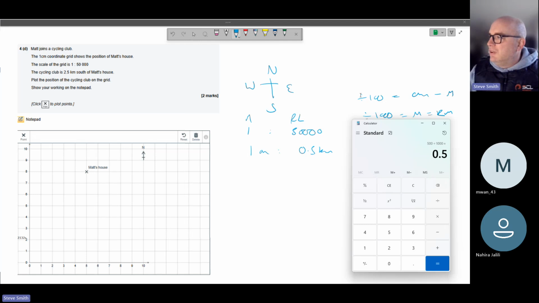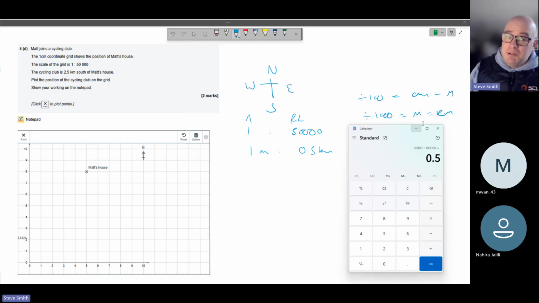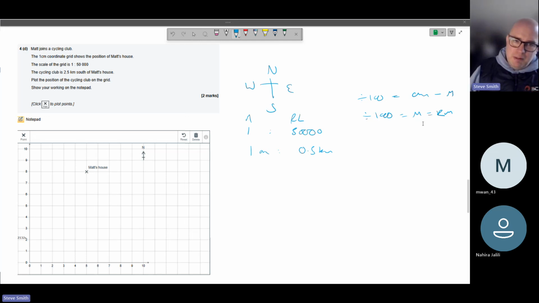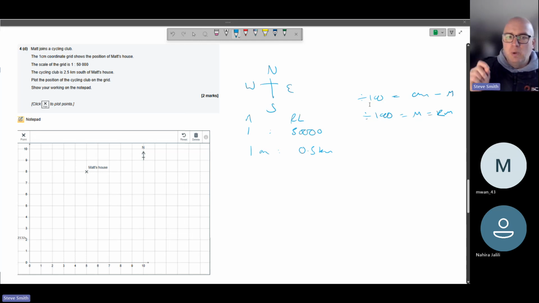If you want to do that one where I said before, where you times both of these together, you can do 100 times 1,000, which is 100,000. We go 50,000 divided by 100,000 and you're getting the same answer. So again, maths is all about process. It's how you get to the end point. People follow different processes. I like chunking these sort of questions up because I know how many meters are in a centimeter, how many millimeters are in a centimeter. You can work it out that way.